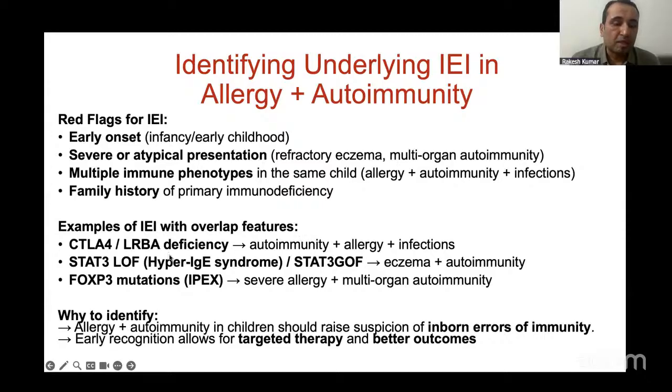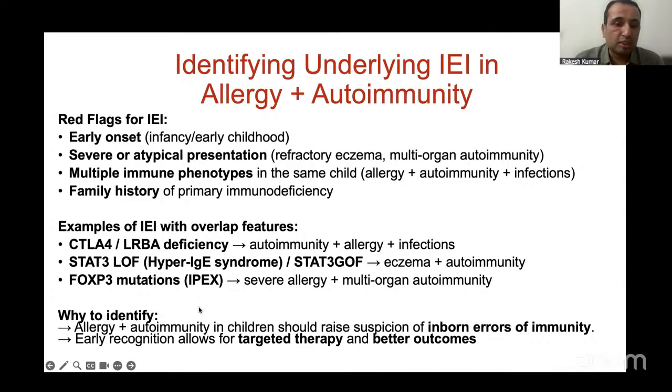So examples of inborn errors of immunity with overlap features are CTLA4 and LRBA deficiency, which can have autoimmunity, allergy, and infections. STAT3 loss of function is hyper IgE syndrome, which is typically associated with eczema and severe infections, and they can develop autoimmunity, while STAT3 gain of function is typically associated with more autoimmune phenomena. FOXP3 defects are associated with IPEX syndrome; they can have severe allergic disorders and multi-organ autoimmunity. So whenever we have these overlapping disorders, we have to look for red flags for underlying IEIs.